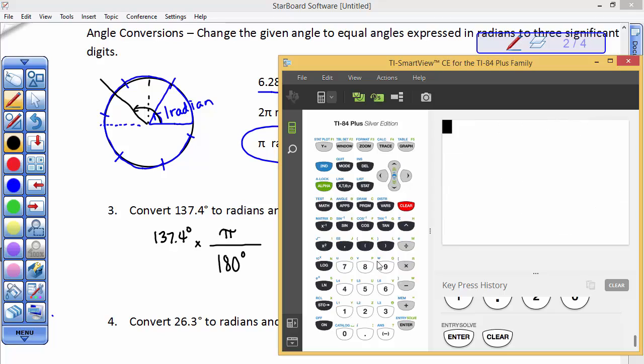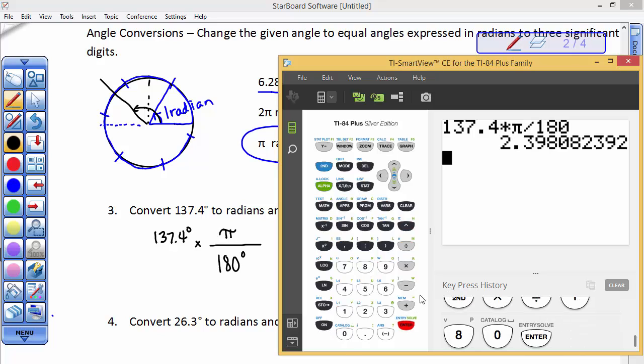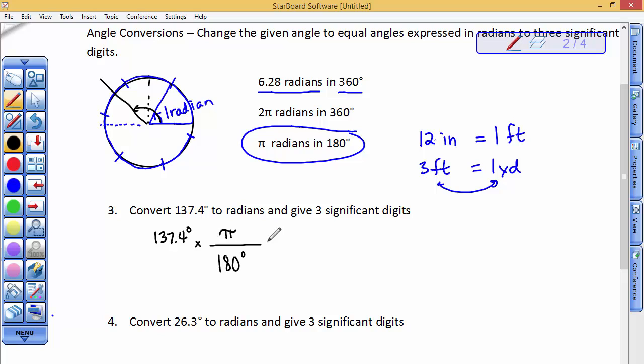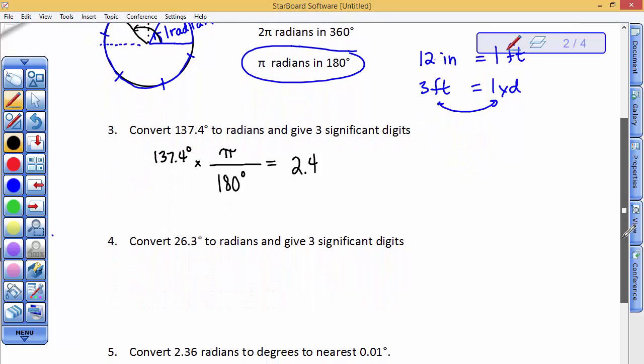So if you take 137.4 times pi divided by 180, we get about, funny, I mentioned 2.4, and we get pretty much 2.4 radians is the size of 137 degrees.